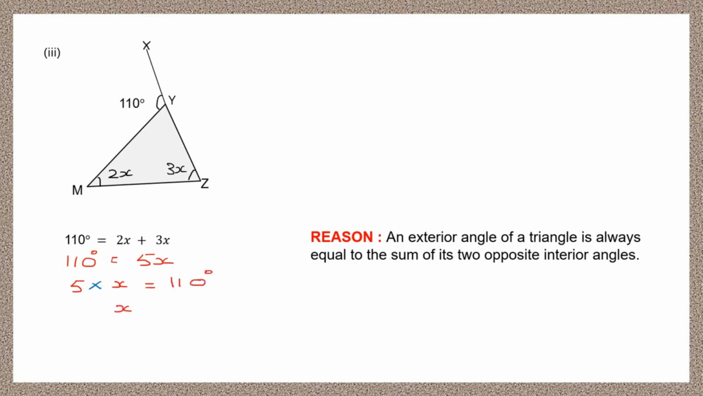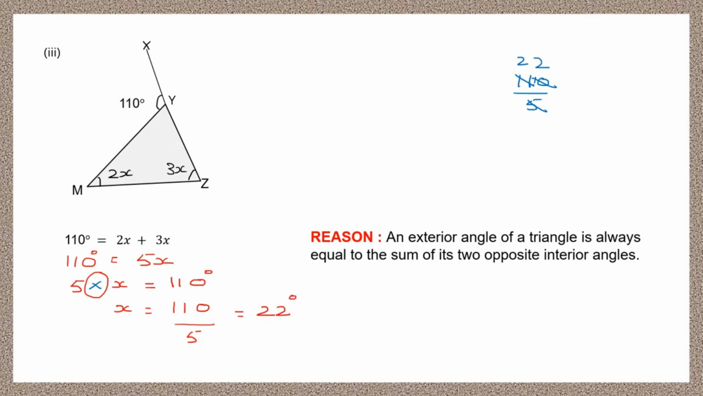So x is equal to 110, and I'm going to take 5 to the right hand side. Multiplication now becomes division, and we have 5 there. So let's do that division here: 110 divided by 5. 5 twos are 10, I carry 1 here. 5 twos are 10. So I have found x to be 22 degrees.